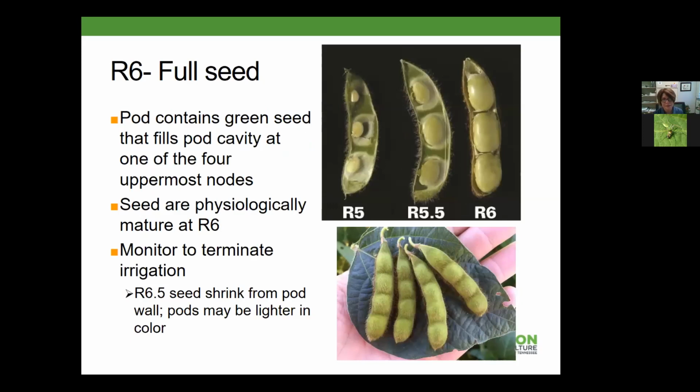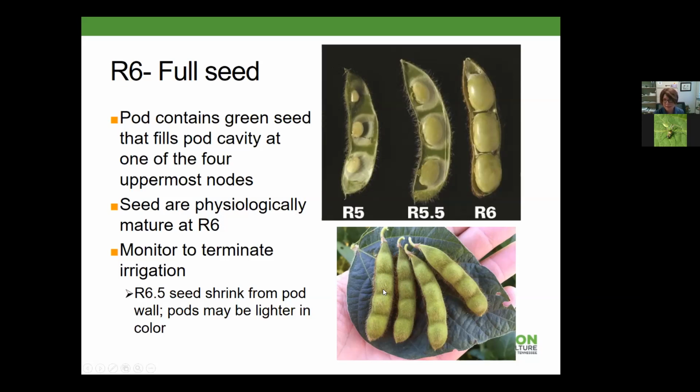The last seed stage is full seed, and this is R6, and that's the pod there on the right, and then the picture at the bottom here. At R6, you've got seeds that have basically expanded. They have filled the pod cavity, and they're touching. This picture at the bottom is really typical of R6 beans because they almost look blocky and square. They're full. It's hard to open that pod up and tear it away from the seed. They're really dug in there.